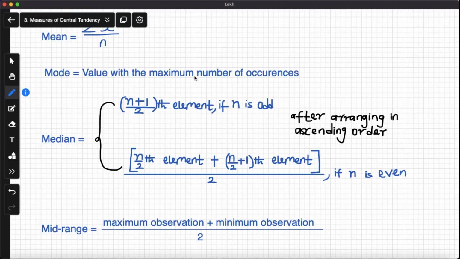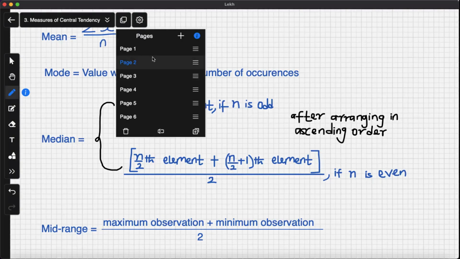So n was odd and n was 7. But when n is even, that means n is something like 2, 4, 6, 8, 10, like that. Then you need to find the n over 2 element. So you are going to find that, and you find the element that takes position n plus 1 over 2 also. And then you now need to add those two elements and divide by 2. So let's look at that shortly.